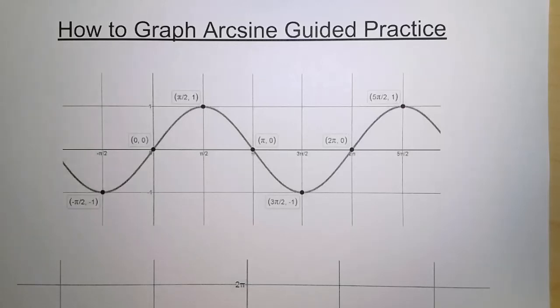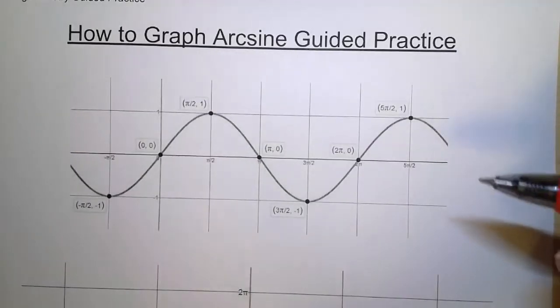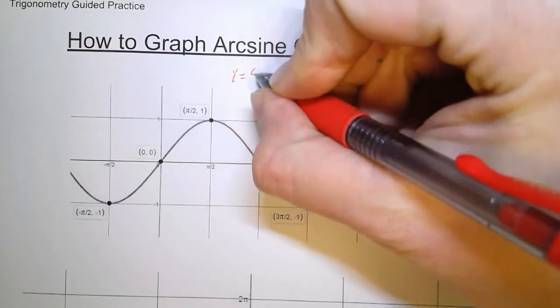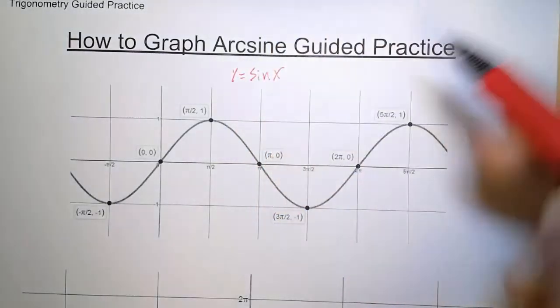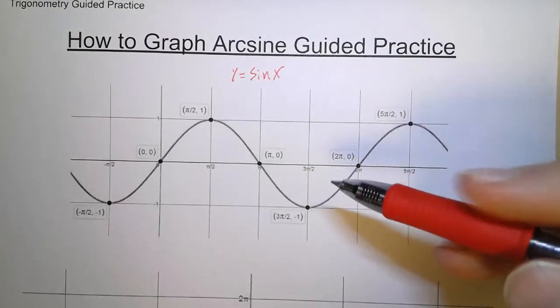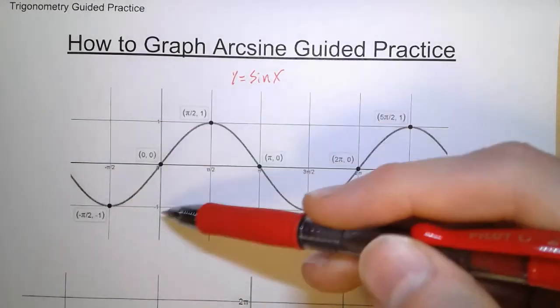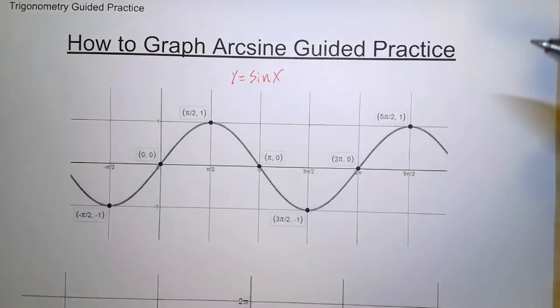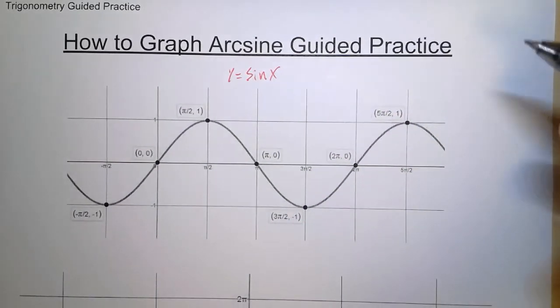Hey everybody, in this video I'm going to show you how we graph the arcsine function and where it comes from. So up at the top, we have the graph of y equals sine of x. Now arcsine is the inverse of this function. And it is a function because it passes the vertical line test. If I draw a vertical line, it's only going to cross this graph at most one point.